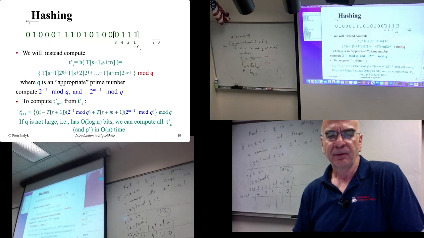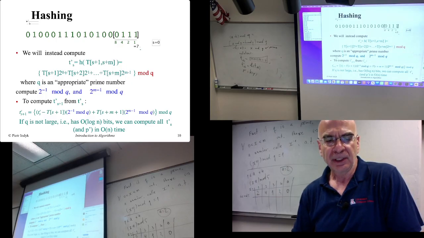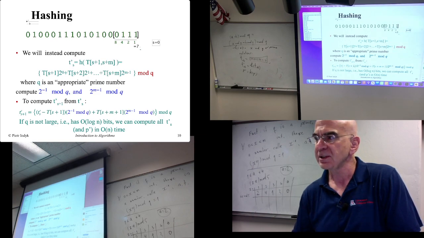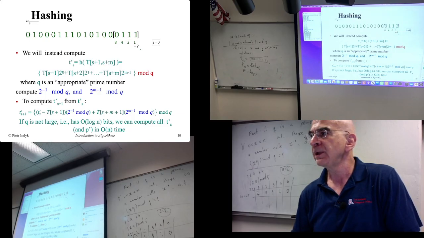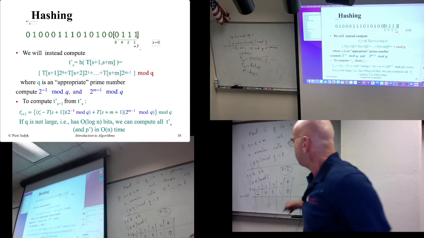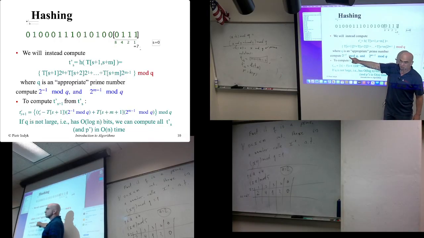So P prime of S is just this binary number modulo Q. How can I generate from it T prime of S? I'll subtract from T prime of S 1 or 0, depending on what this bit is, just as I did before the modulo. And now I need to divide it by 2. How can I divide it by 2 if I want to only work with integers? I'll multiply it by 2 to the minus 1 modulo Q.